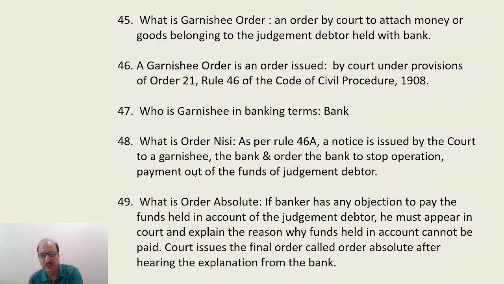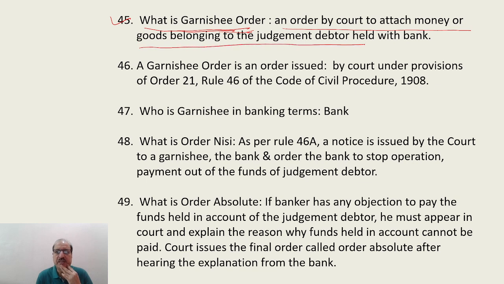Now coming to question number 45. Very important. This is very, very important. What is a garnishee order? This is an order by the court to attach money or goods belonging to the judgment debtor held with the bank.